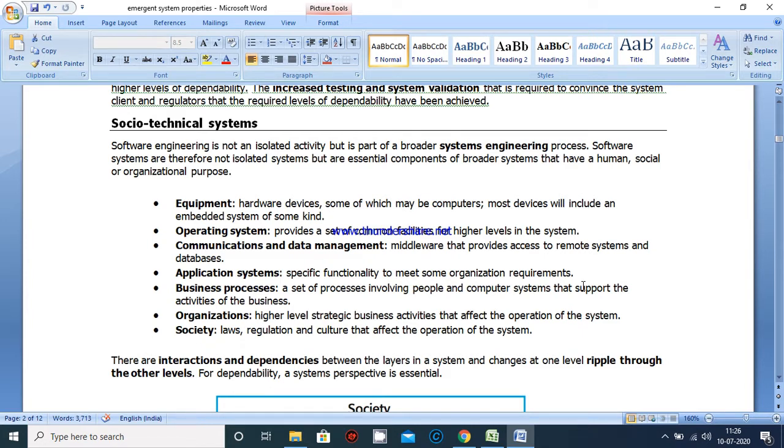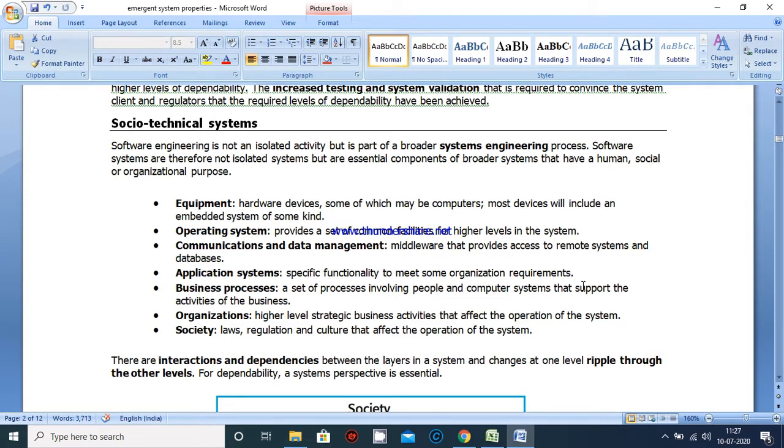So, what are the equipment used in socio-technical systems? Hardware should be there: hardware devices, some of which may be computers. Most devices will include an embedded system of some kind. The operating system provides a set of common facilities for higher levels in the system. Next, communications and data management should be there. Middleware provides access to remote systems and databases through the communications and data management. Next is application systems, which specify functionalities to meet some organizational requirements.